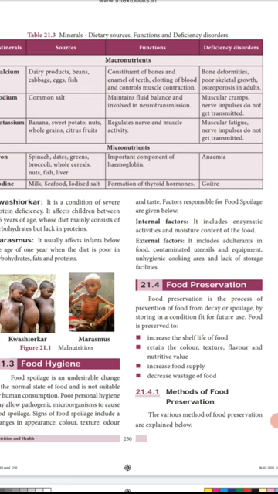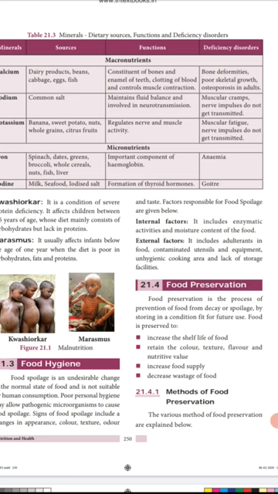Okay. Next one is food hygiene. So food spoilage is the undesirable change in the food. Poor personal hygiene may allow pathogenic microorganisms to cause food spoilage. The signs of food spoilage are changes in appearance, color, texture, odor and taste.